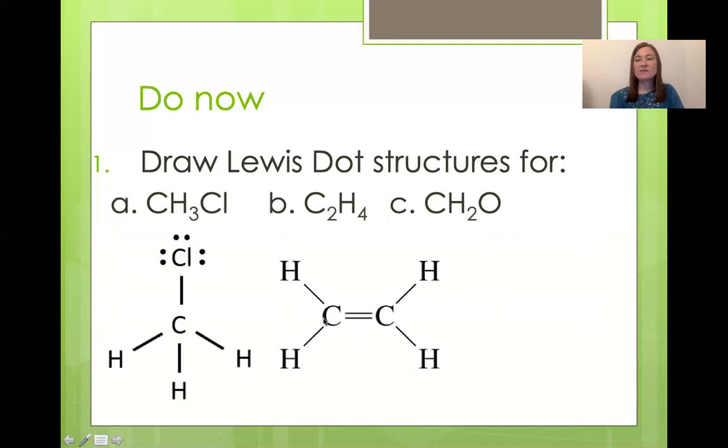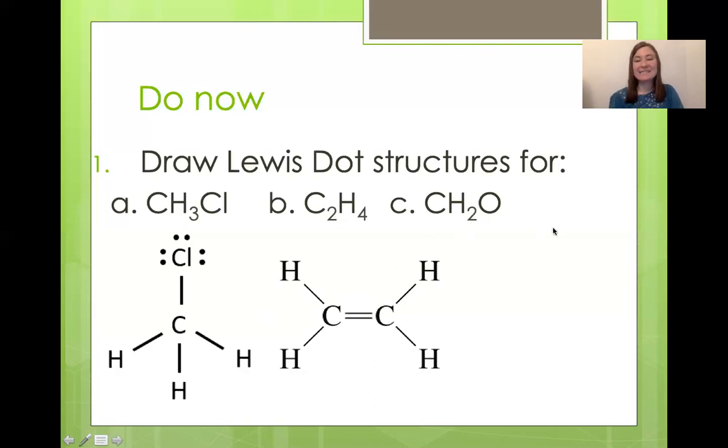So each carbon starts with 4, right? So we started with 12 electrons and we've got 2, 4, 6, 8, 10, 12. So we have the right total number of electrons. And then just to check the octet rule, this carbon has 2, 4, 6, 8, so it's following the octet rule. Same with this one, 2, 4, 6, 8. So both carbons are following the octet rule.